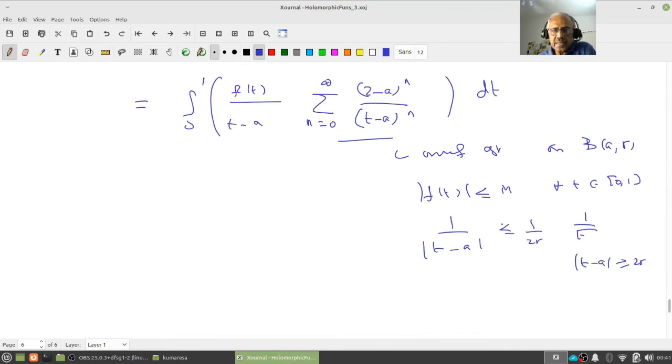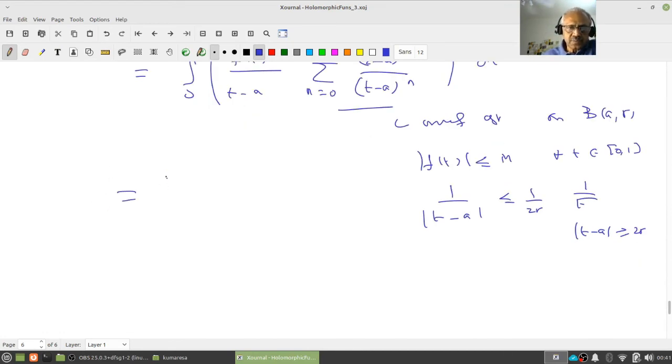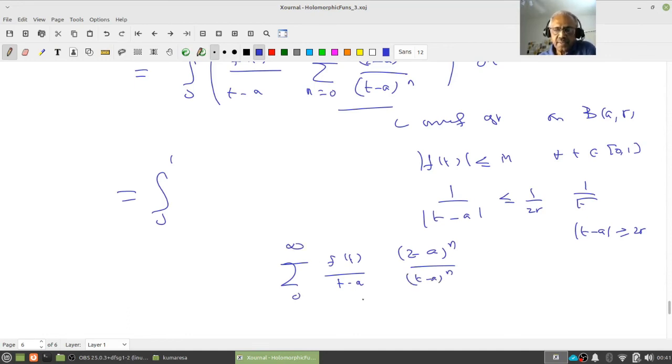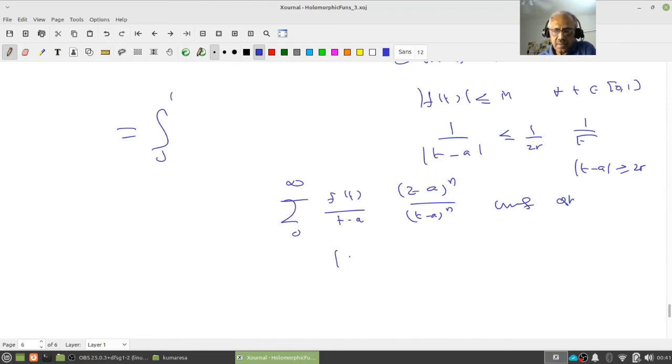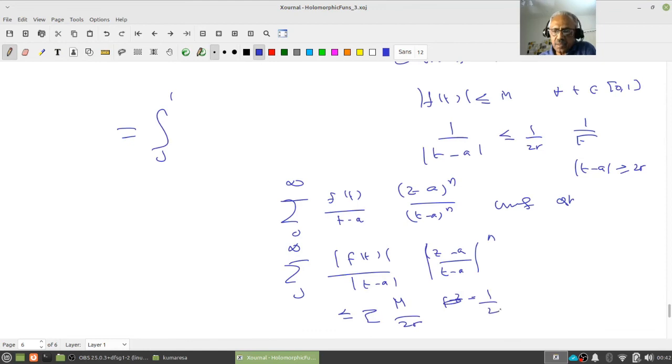Okay, what am I arriving at? I want to interchange this. So this one, 0 to 1, let us look at this series, f of t by t minus a, and z minus a power n by t minus a power n, n from 0 to infinity. This series is uniformly convergent. Why? This is bounded by M, modulus f of t by modulus t minus a, into mod z minus a by t minus a, whole power n, from 0 to infinity. This is lambda equal to M by 2r, and mod z minus a, this is half power n. You follow that?